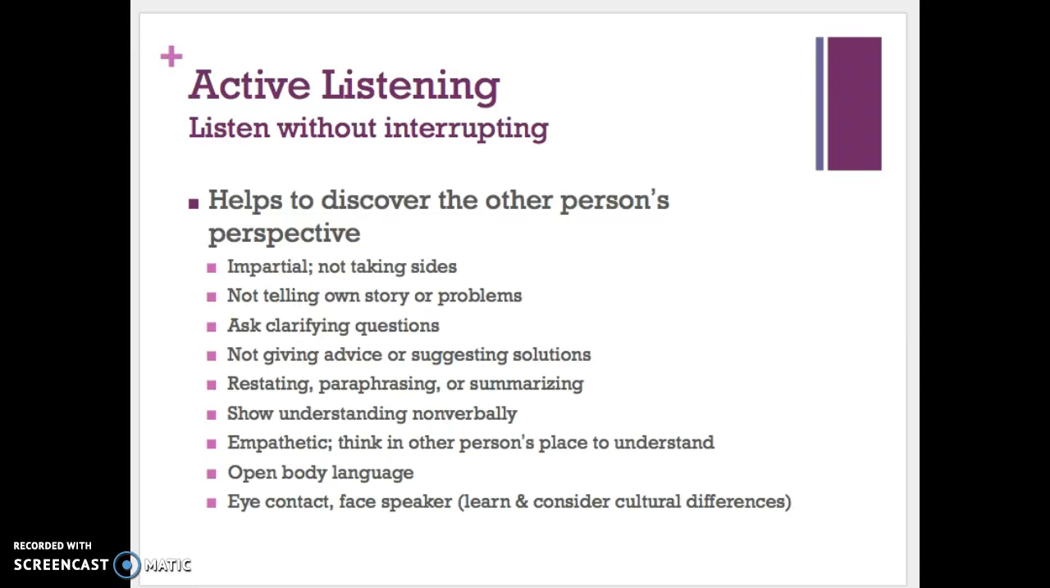Be empathic or empathetic, which are two kind of different things. But think about how the other person's feeling and think in the other person's place to understand. Watch your body language and your eye contact, facing the speaker, but like we talked about in our last lecture video, learn and consider cultural differences, because eye contact may be something that is not respectful in that culture. So just be aware of that.